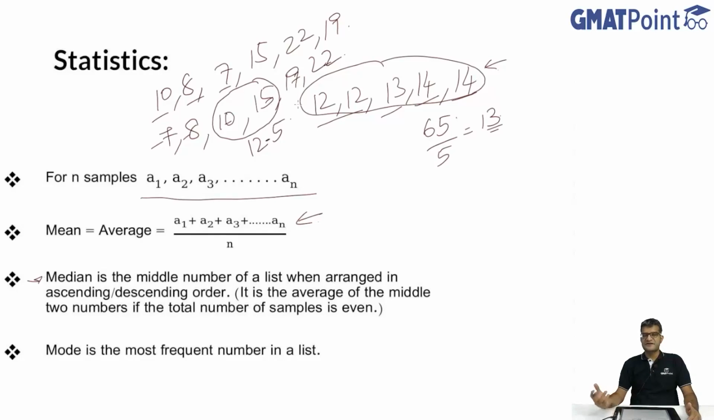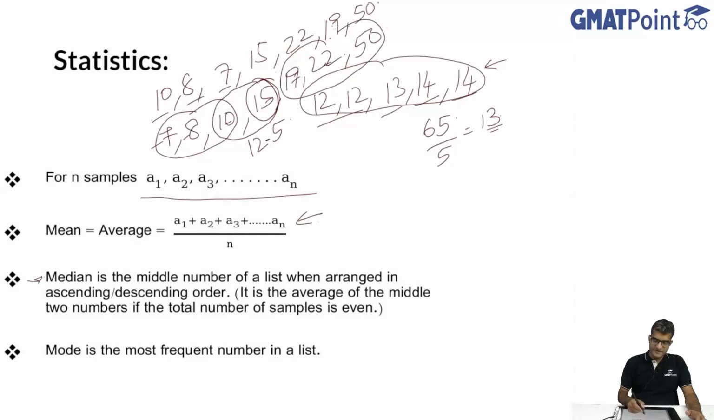Now suppose you are given 7 numbers. Suppose in addition to 10, 8, 7, 15, 22, 19, you are given another number which is say 50. So 50 will come at the end. Now there are 7 numbers, which is an odd number. The median of these 7 numbers will be the middle number. You will have 3 to the left of the median, you will have 3 to the right of the median, and the middle number will be 15. So the median of these 7 numbers, when you include 50 also, will be equal to 15.